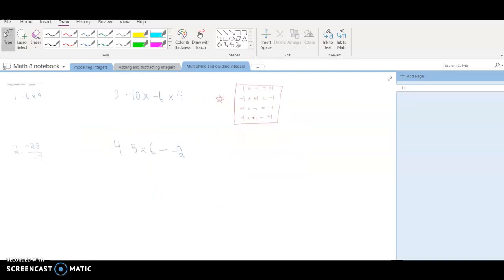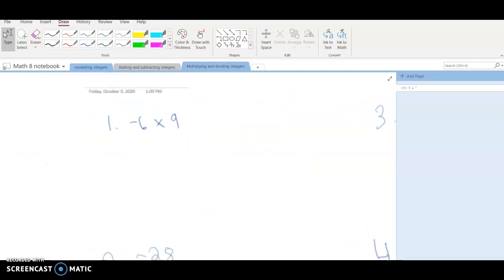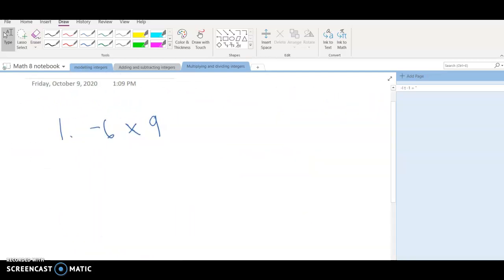Okay, let's move on to the first question. Negative 6 times 9. So first, we're going to look: this one has a negative, and this one has a positive. 9 is positive 9, okay? Even if it doesn't say positive 9, it still means that it's positive.